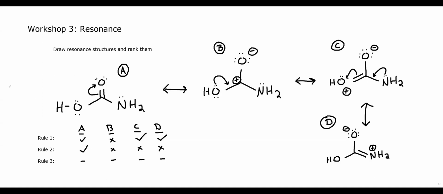So let's put number 1, 2, 3, 4 in red. So this is our best resonance contributor. Our lowest resonance contributor is obviously going to be B. Okay, and then we have a tie. C and D are both very similar, right? Okay, so what we're going to do to figure out which one is better, C or D, since they're tied for rule number 1, rule number 2, we're going to tack on a little extra tidbit to rule number 3.